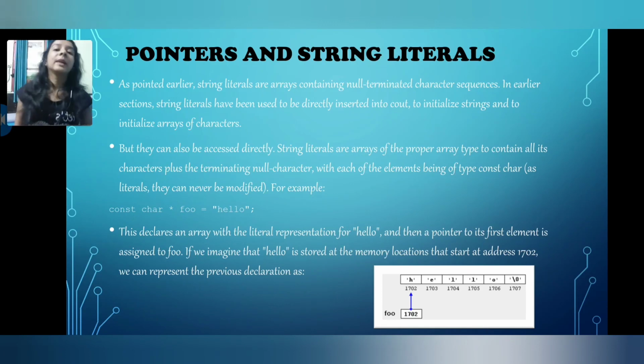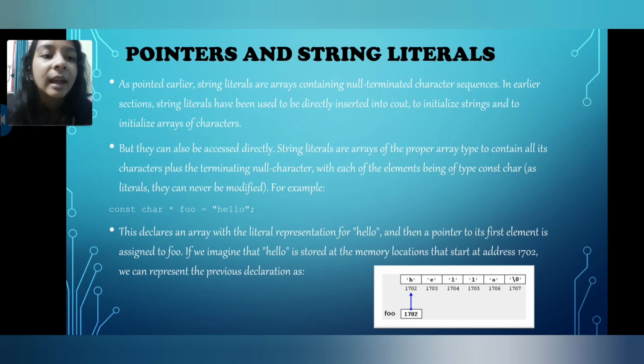So lastly, we look at pointers and string literals. How can pointers be used to access strings? As pointed out earlier, string literals are arrays containing null-terminated character sequences. String literals have been used to directly insert into cout, right? We have seen that in the previous video, to initialize strings and to initialize arrays of characters. But they can also be accessed directly.